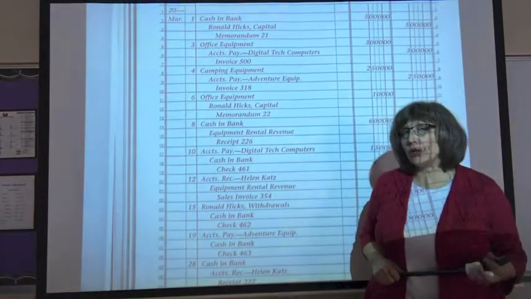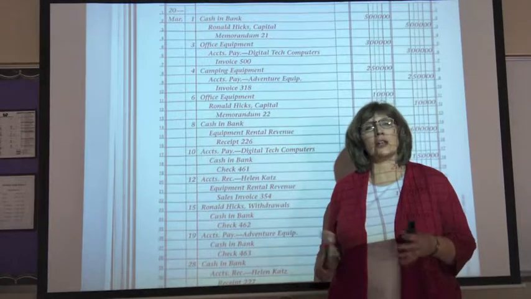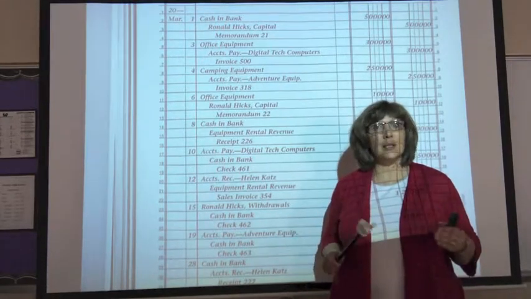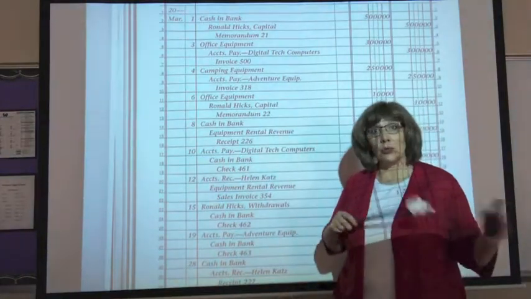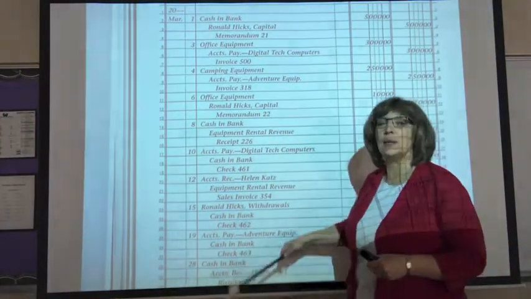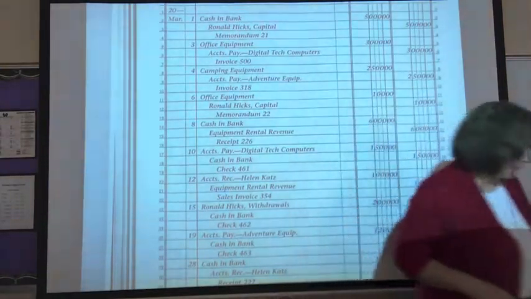So it's really important to take what we put in our journal and post them to individual accounts. If you recall, in chapters 4 and 5, we worked with T accounts, and every account had its own T account. We're going to be doing something similar here, only we're going to be taking it not from the actual transaction, we're going to be taking it from the journal and then posting it to an individual account. Give me just a second, I'm going to switch to a PowerPoint here.